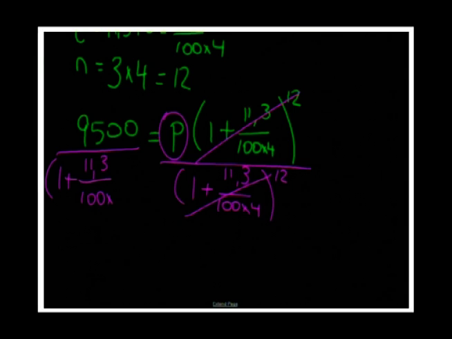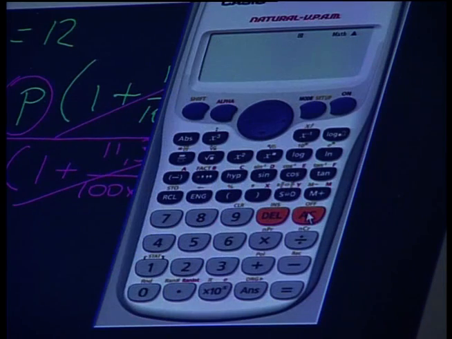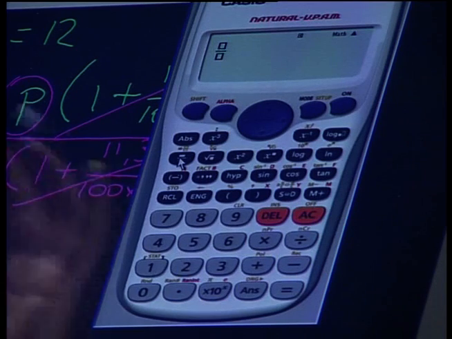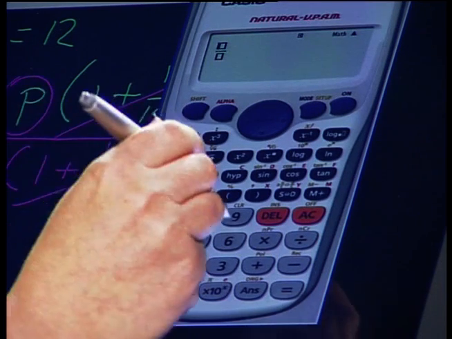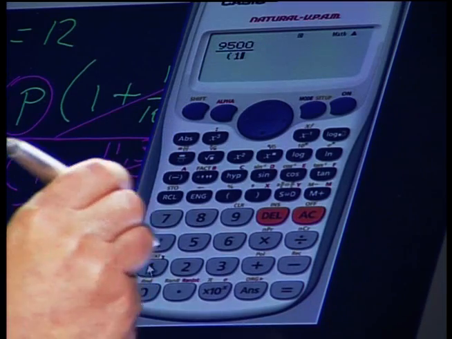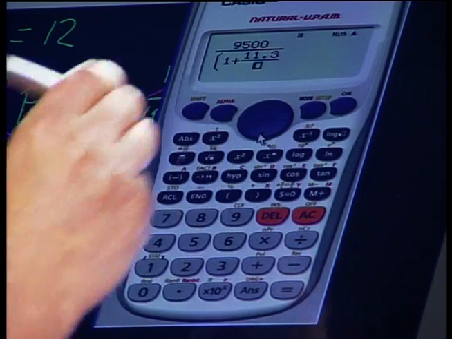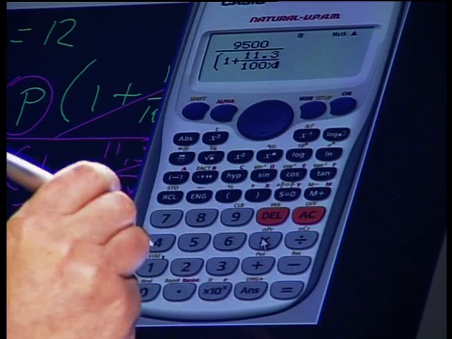And I'm going to show you 2 different ways of actually calculating this on your calculator. So let's now get our calculator out. Let's leave that number there. So we've basically got P, and we're going to get an answer now. Our calculator will do it for us. So the first thing I can do is, this is a fraction. So I'm going to use my fraction button. And I'm going to type it in exactly the way it is in my notes. So 9,500 divided by, and I'm going to open my brackets here, 1 plus, and a fraction, 11.3 divided by 100 times by 4.